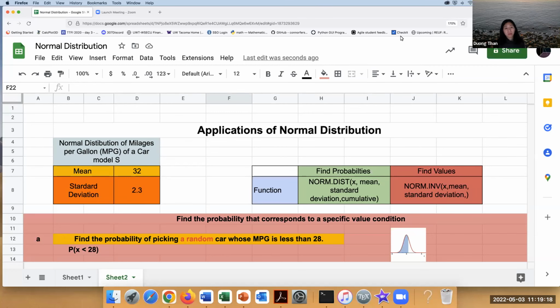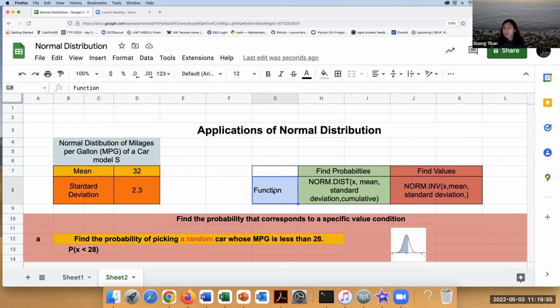Hey everyone, in this video, I'll discuss a couple of applications of normal distributions. Let's say the miles per gallon of a car Model S is normally distributed, and they found that the mean of the population is about 32, and the standard deviation is about 2.3. Again, this is a random variable, and the variable x, in this case, is going to be the MPG of all the cars of this model.